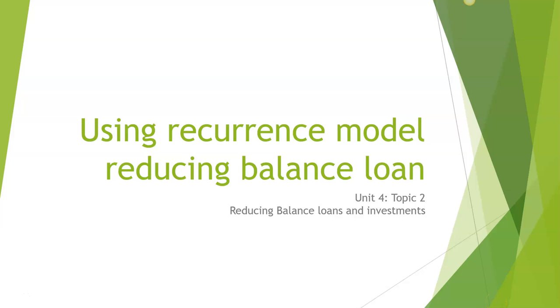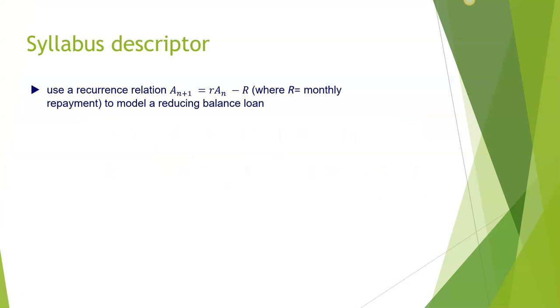Okay, so in today's video we're going to start Unit 4, Topic 2, Reducing Balance Loans and Investments. Today's lesson is about using the recurrence model for reducing balance loans. So here is the syllabus descriptor that we're going to use: use the recurrence relation A_{n+1} = R × A_n − R, where R is the monthly payment, to model a reducing balance loan.